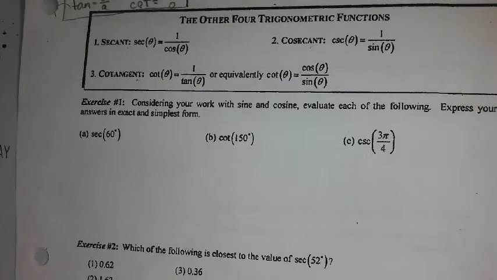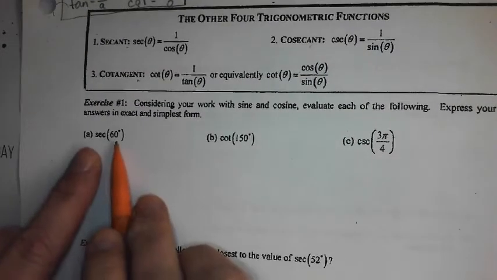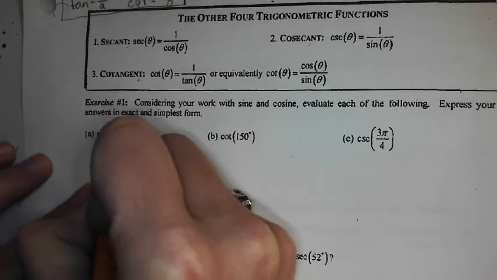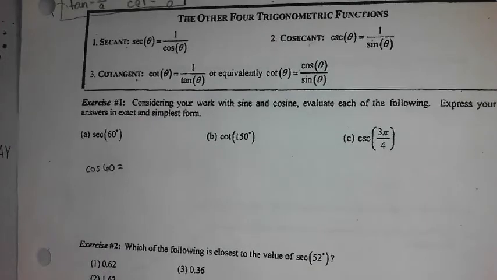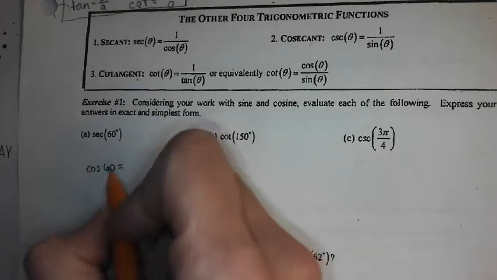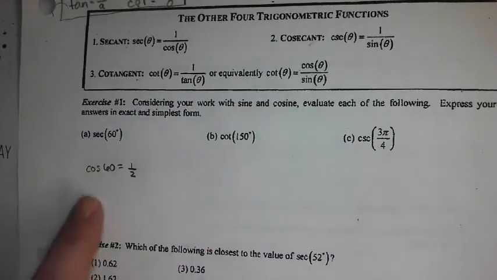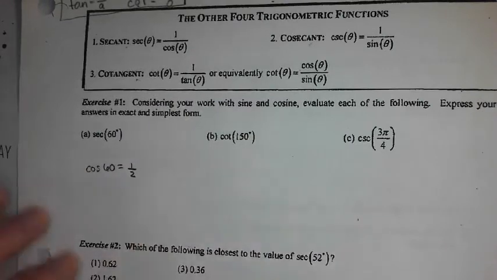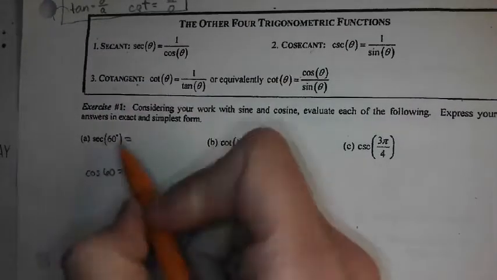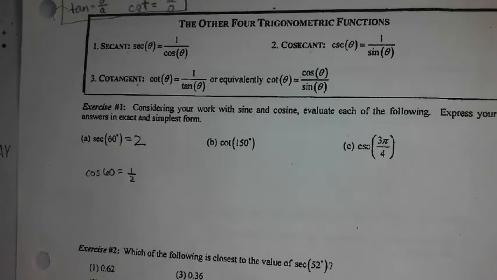So, in order to find the secant of 60, I'm going to first find the cosine of 60, because that's its reciprocal function. Now, I shouldn't have to think too hard, because I should have it memorized. The cosine of 60 is 1/2. Very good. So, if the cosine of 60 is 1/2, then the secant of 60 is what? What's the reciprocal of 1/2? 2. 2 over 1, yes, but just 2.